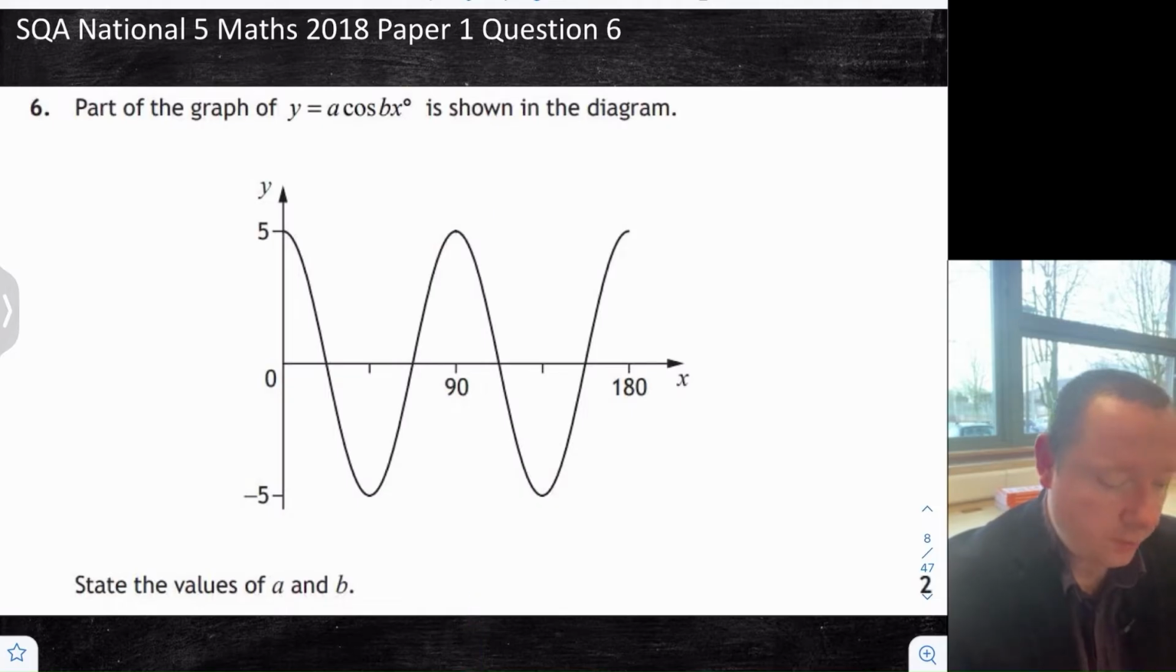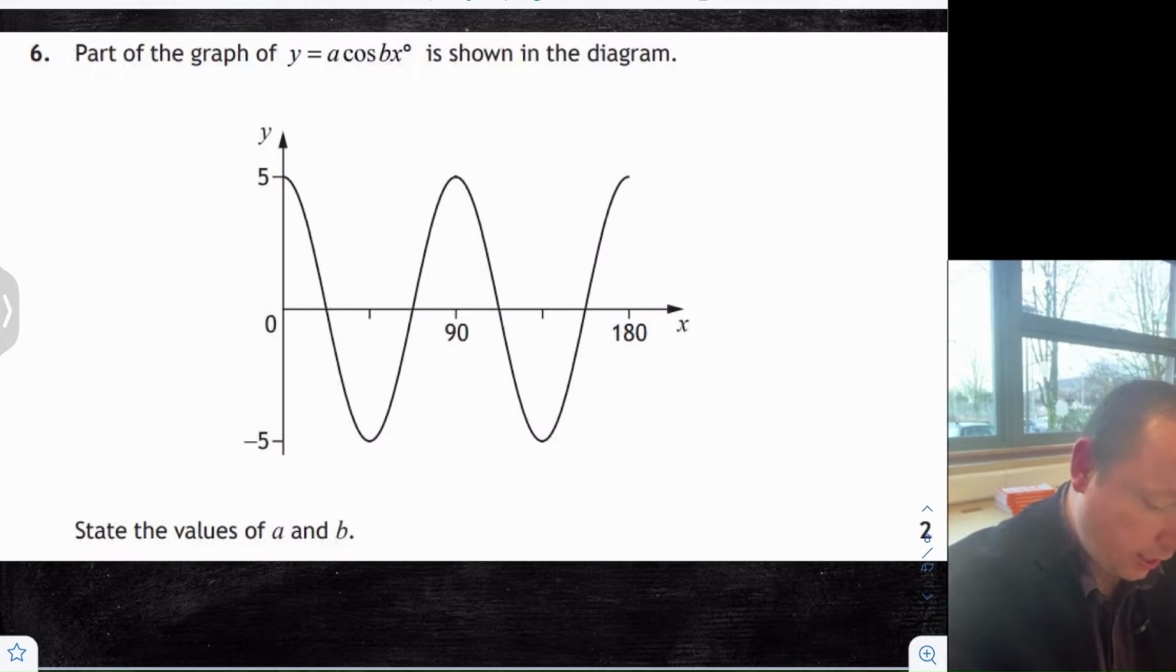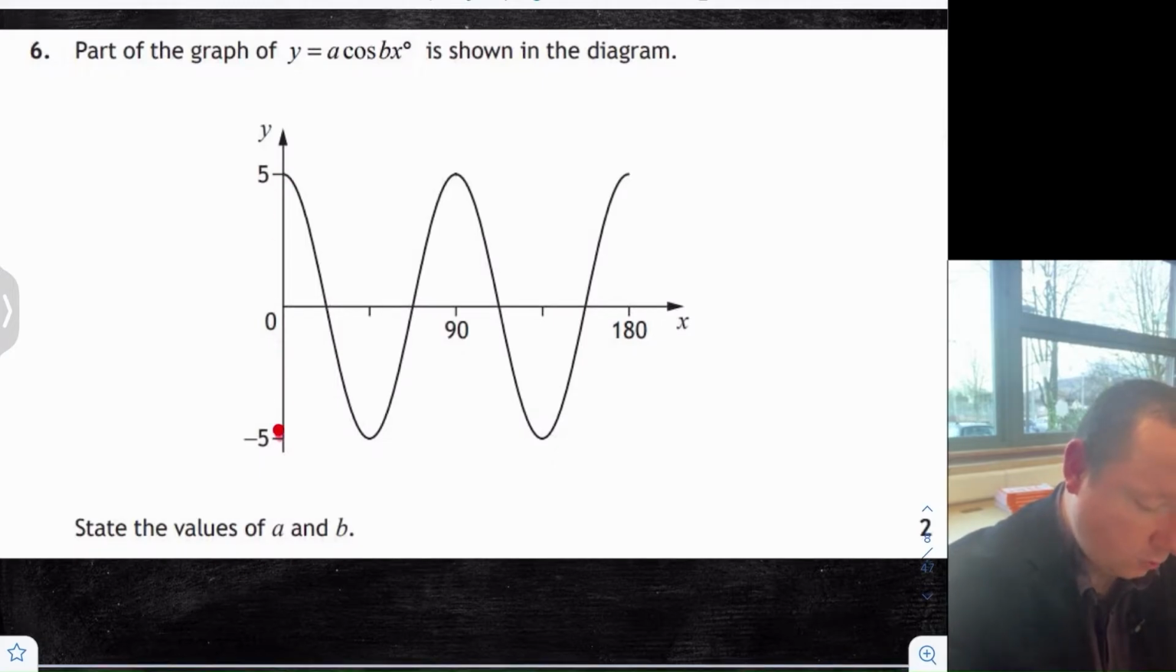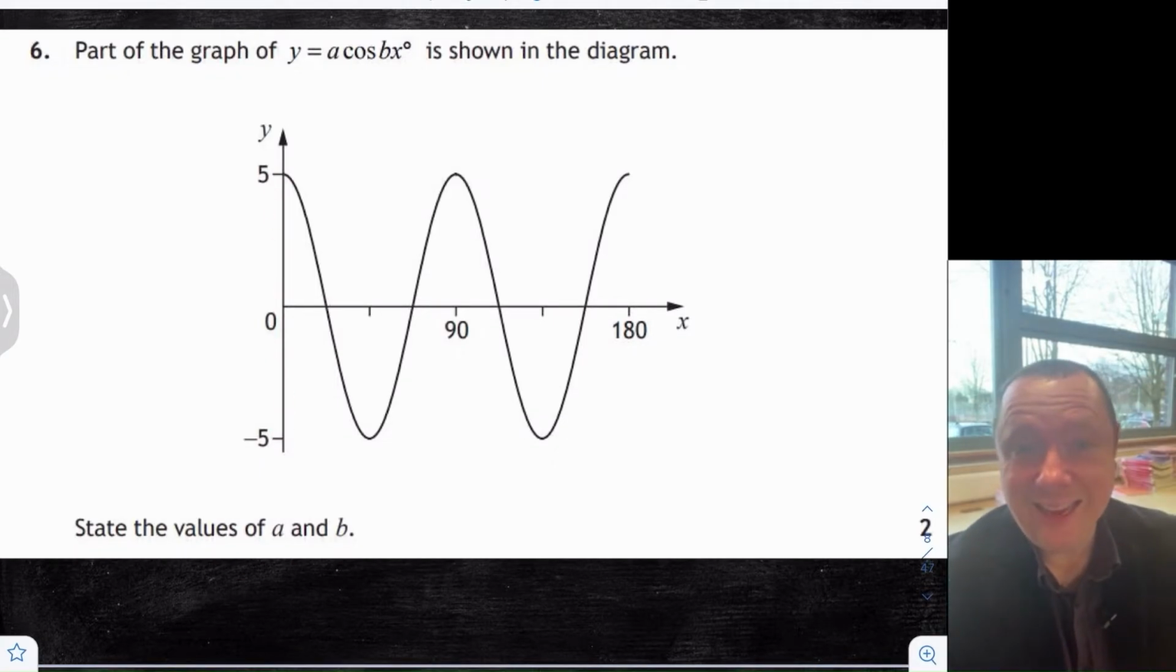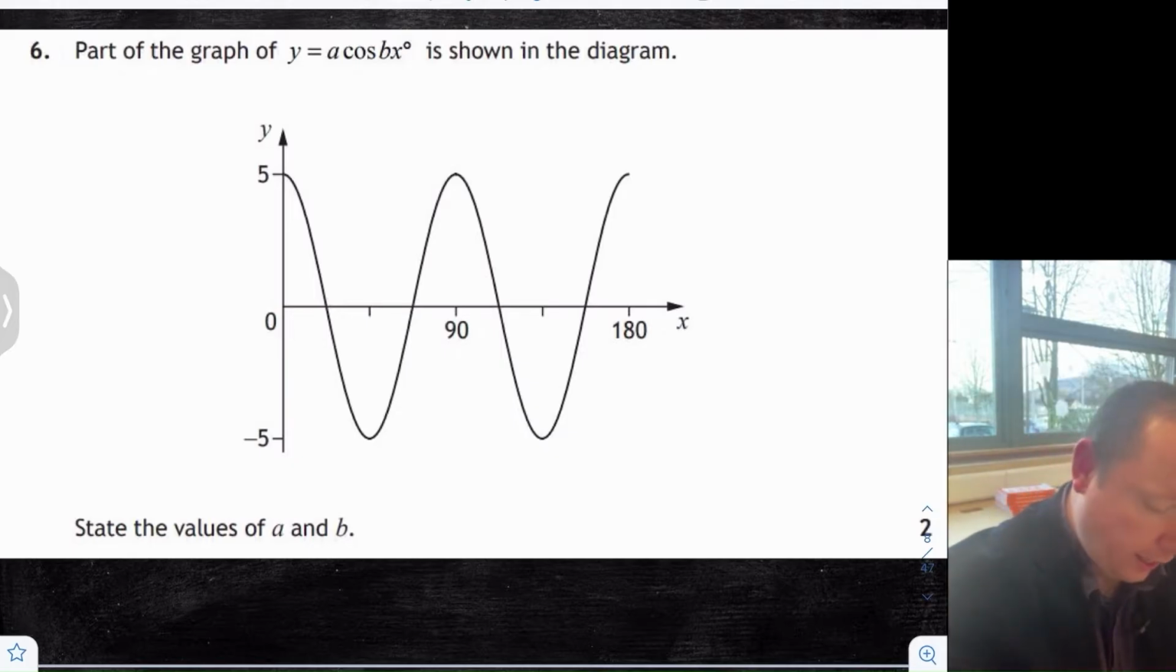Question 8, National 5 Maths 2018, paper 1, question 6. Part of the graph of k a cos bx is shown. Find the values of a and b. So again, checking its maximum and minimum, it goes from 5 to minus 5, so that's a span of 10. Half of that is 5, so a equals 5 for our amplitude.